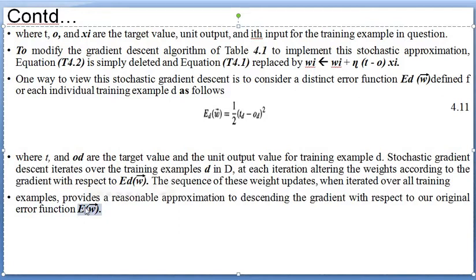Okay, so the example provides a reasonable approximation to the gradient descent with respect to our original error function. Okay, so the variation from gradient descent is that in gradient descent we calculate the output by taking the sum over all the inputs, but here we will take it individually. Incrementally we will take it.